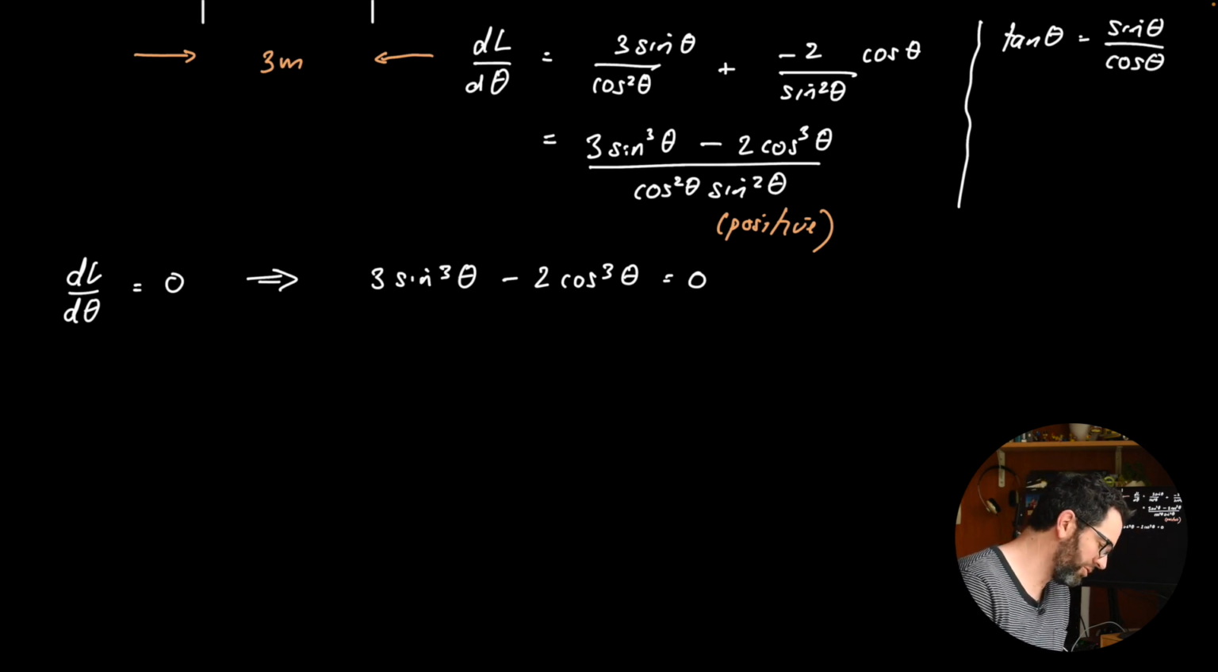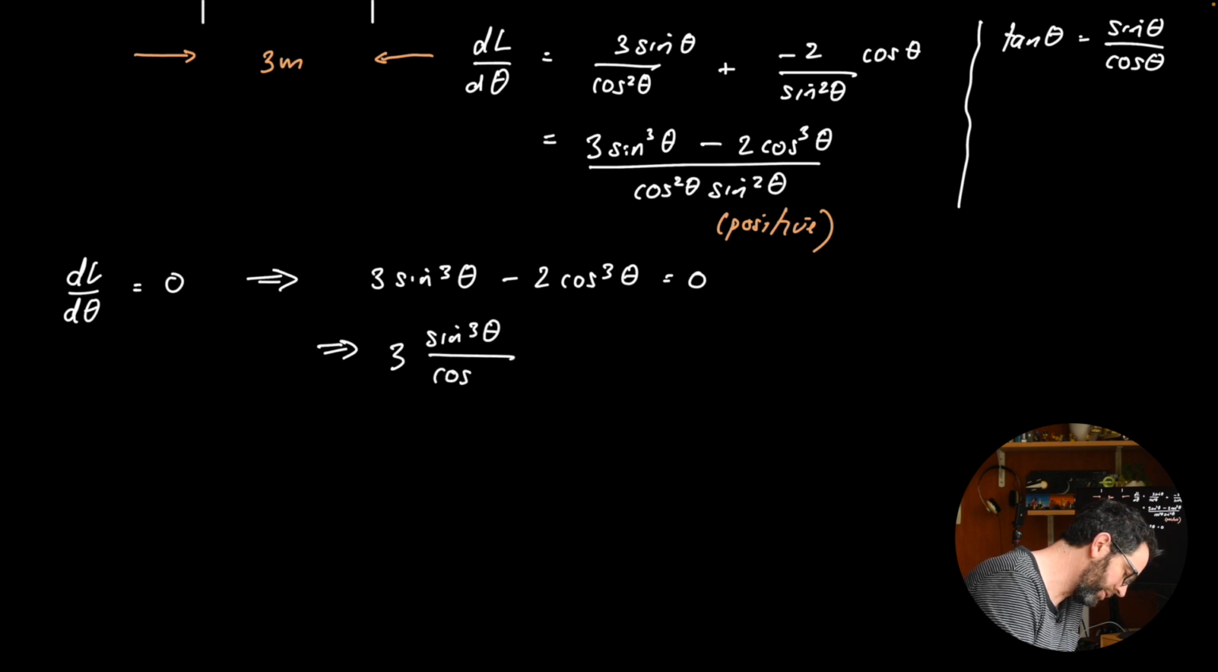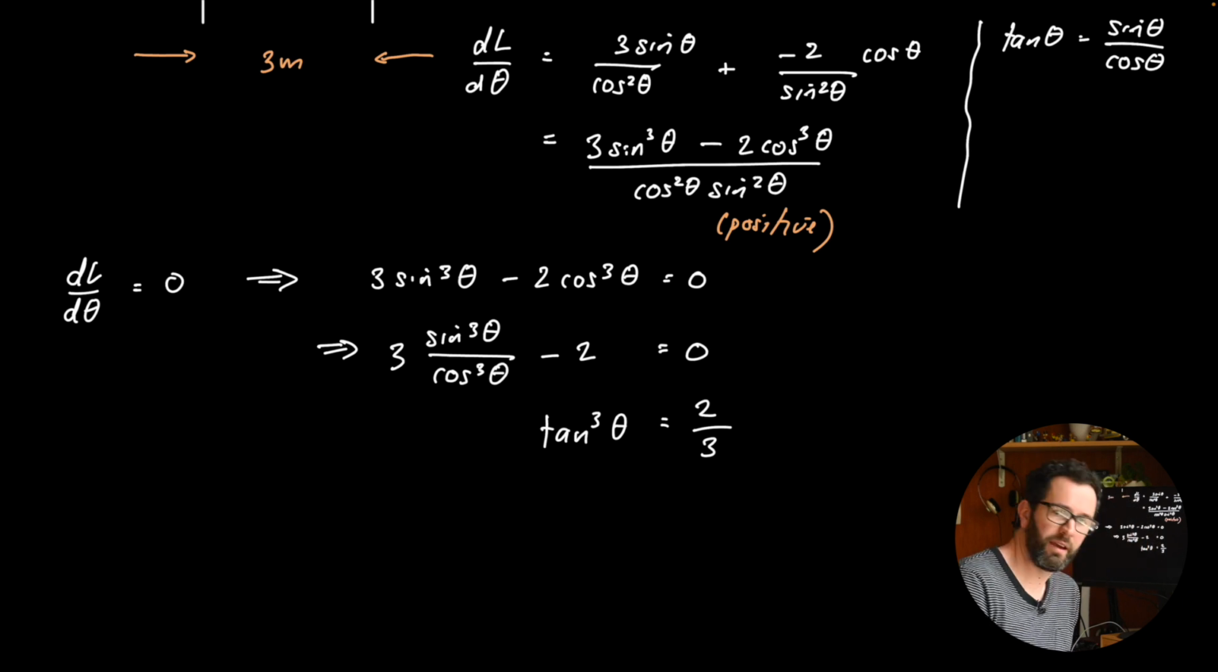So I can make this in terms of tan theta by just dividing by the cosine term. If I divide everything through by cosine theta, it's going to be 3 sine cubed theta over cosine cubed theta minus 2 equals 0. And so this piece is just going to be tan cubed. So if we do a couple more steps of rearranging, we get tan cubed theta is equal to, well, the 2 is going to come on the other side, and we're going to have divided by 3. And so we're almost there.